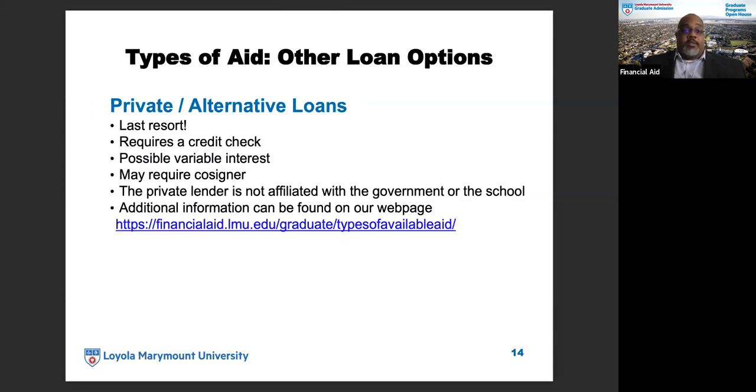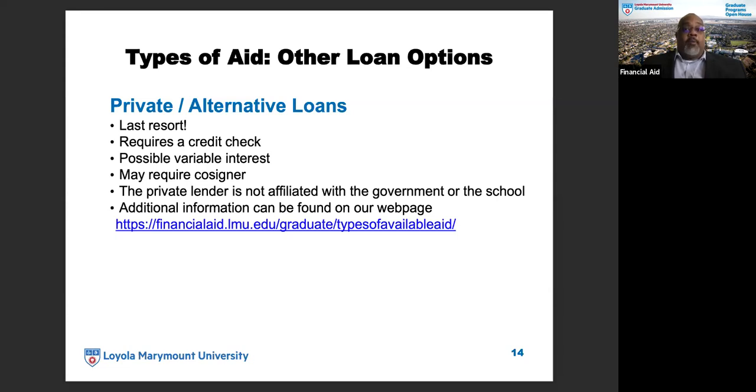Lastly, for loan options, there also are private or alternative loans, as I mentioned prior. We recommend these as a last resort. This is part of the reason why we're giving emphasis to the federal direct loans. Private loans do require a credit check. There's a potential for having a variable interest rate. So your interest may be low now, but it may increase substantially later on. That's part of the reason why we recommend a fixed interest rate loan, which is available through the federal direct loan programs. Private loans may require a cosigner. The lender cannot be affiliated with either the federal government or with the university itself.